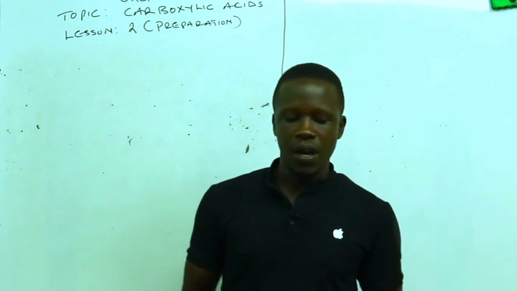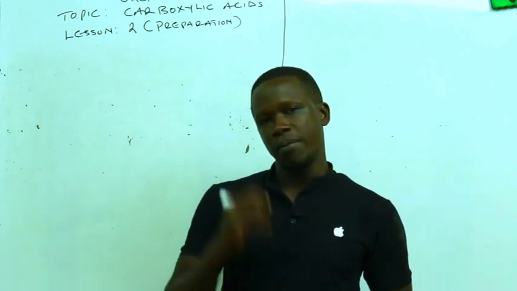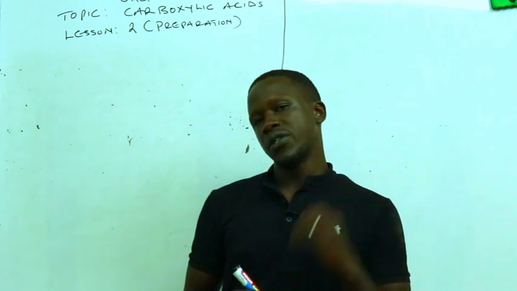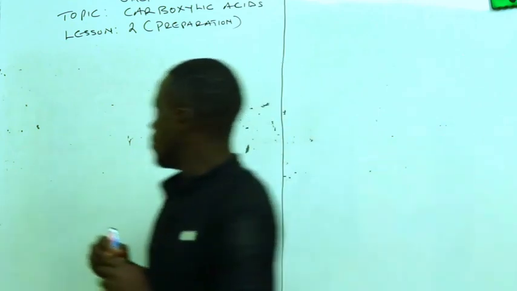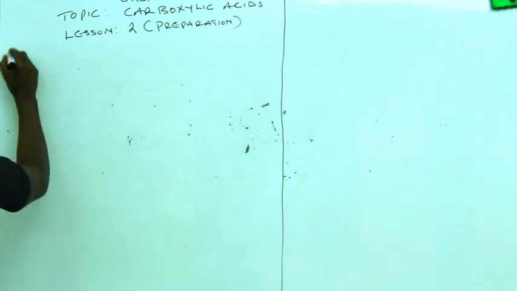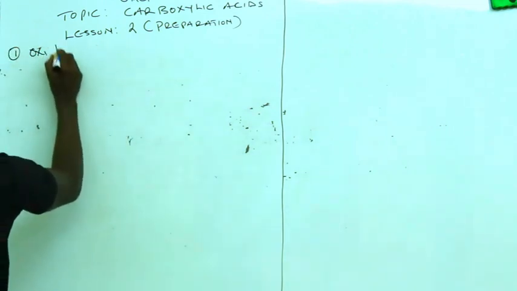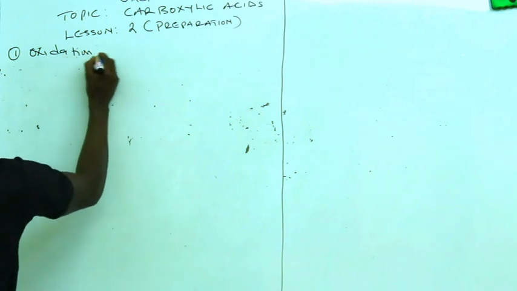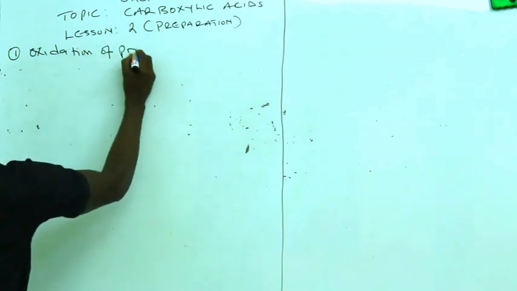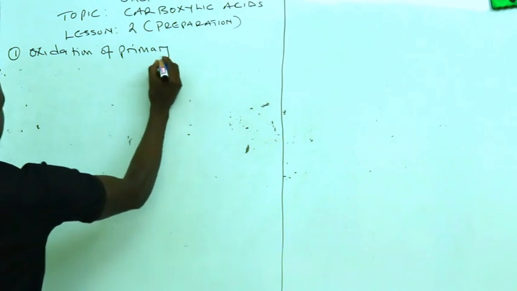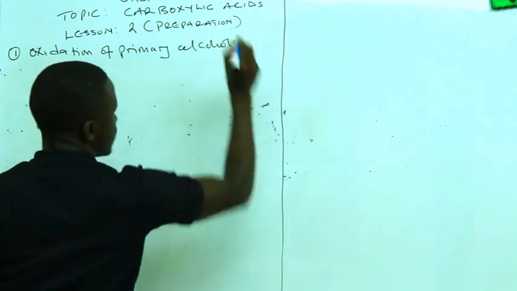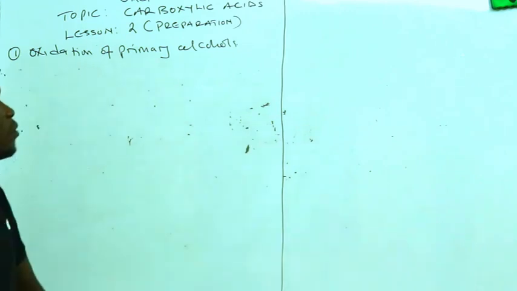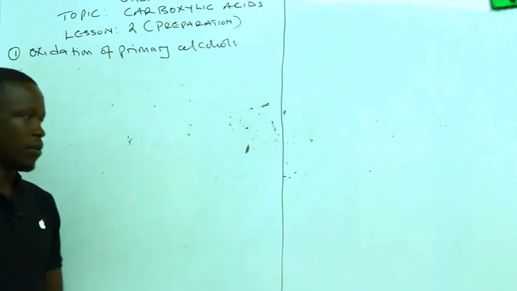How do we prepare carboxylic acid? Number 1, we are going to begin with oxidation of primary alcohols. This is a reaction that we saw in the previous videos about reactions of primary alcohols.